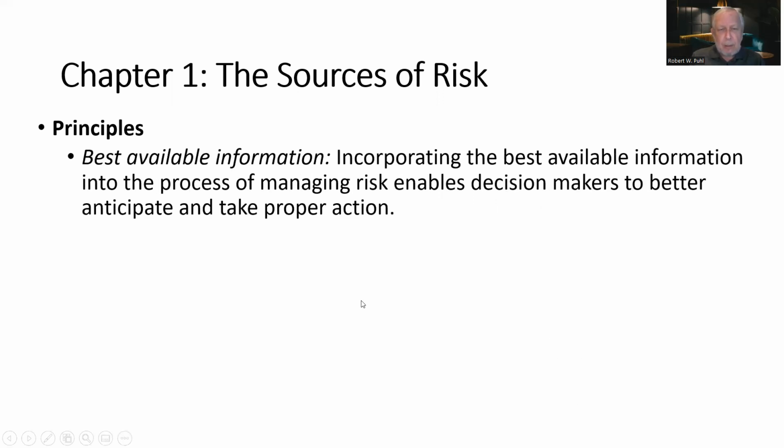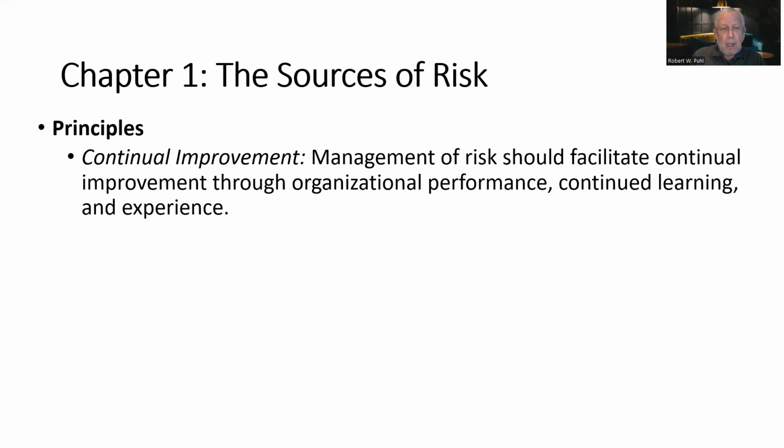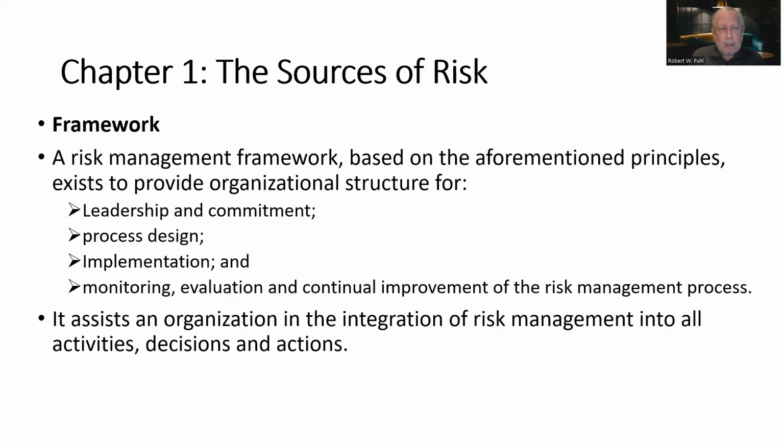Best available information. Incorporating the best available information into the process of managing risk enables decision makers to better anticipate and take proper action. Human and cultural factors, human behavior, as well as the organization's values, perceptions, beliefs, attitudes, intentions, and capabilities influence risk management at all levels. Continual improvement. Management of risk should facilitate continual improvement through organizational performance, continued learning, and experience.